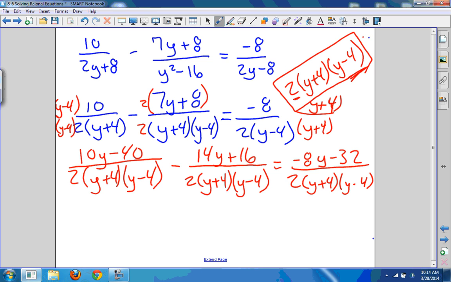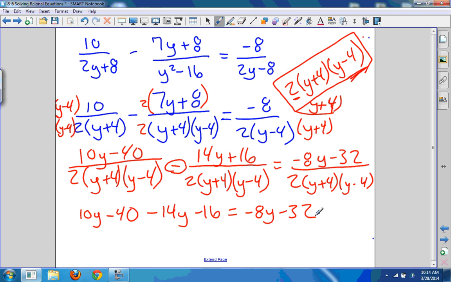Alright, so now we have the common denominators. So I can multiply everything by the denominator. I'm not going to write that out, but we can multiply each set by our denominator, and the denominator will leave. It'll be gone. So we'll get 10y minus 40. Be careful here with this minus sign. It's making this whole fraction negative. So it's going to become minus 14y minus 16 equals negative 8y minus 32.